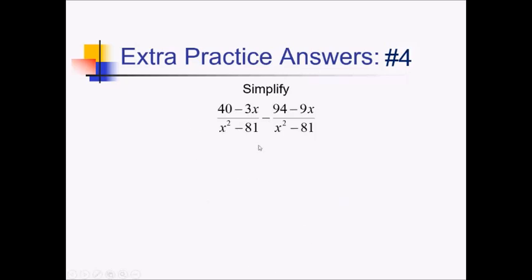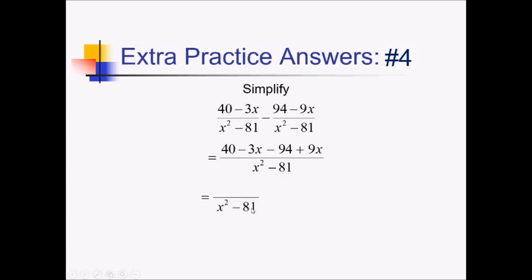To subtract these fractions, let me first make sure I have a common denominator. Looks like I do. They both have an x squared minus 81. So let me just keep the denominator and add the numerators together, or subtract as it were. And I'm just going to write things out just so I don't make any mistakes. So 40 minus 3x, that's still up there then. And now we subtract this numerator. I have to distribute a negative to both terms of the numerator. So we have a minus 94, and minus minus is a plus 9x, so careful on that one.